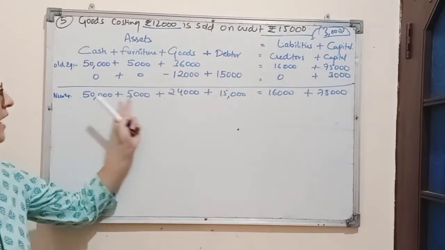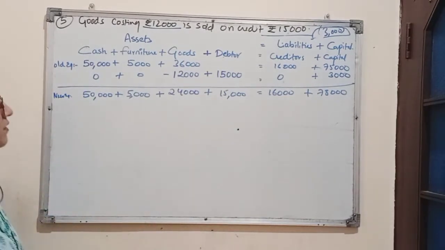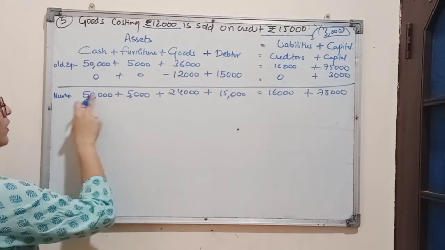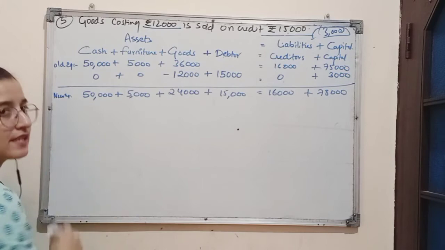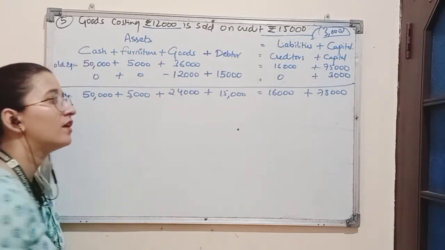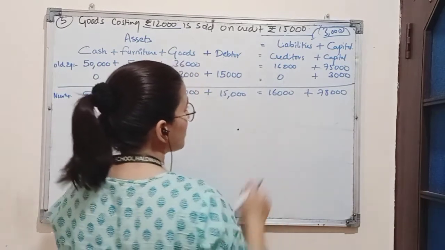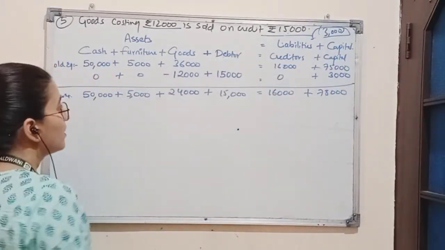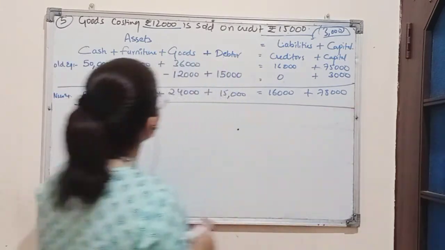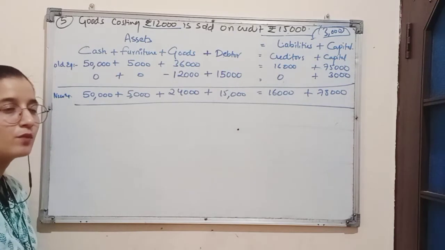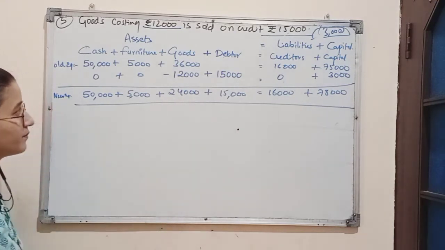Now if we total the asset side, 15 plus 5 is 20,000, 20 plus 50 is 70,000, plus 24 is 94,000. Here also we will get the same amount: 16 plus 78,000 will be 94,000. So here assets are equal to liabilities, and we can say the equation is balanced.